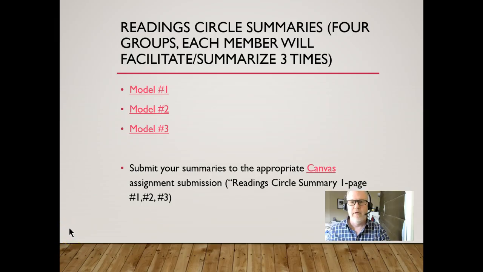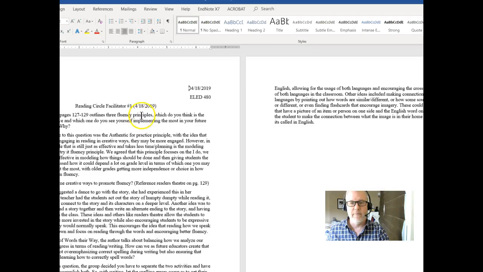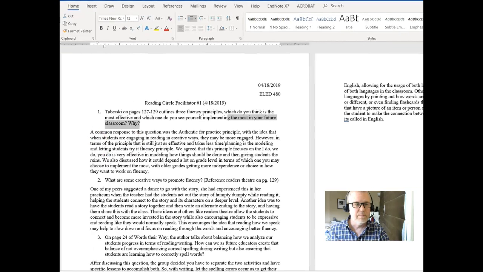Okay, if you are the Readings Circle facilitator, I've got some models here to share with you about how other people in the past have structured their one-page summaries. So I'm going to bring up a first model here, and I'll try to expand this so that it fits the screen pretty well.